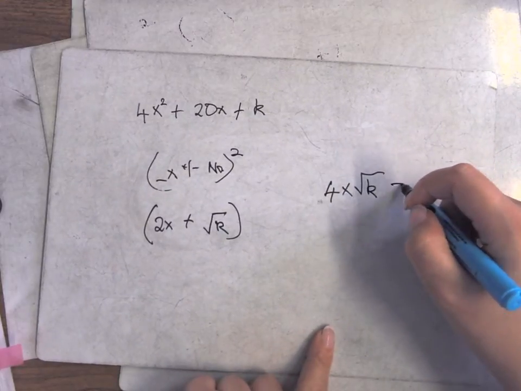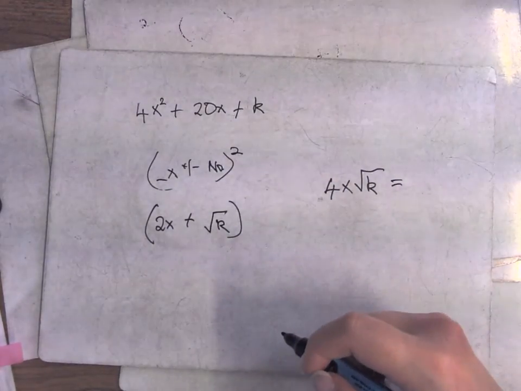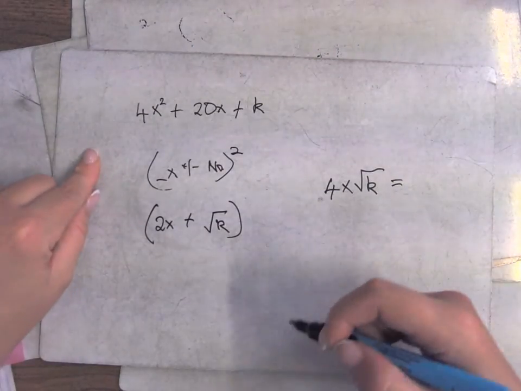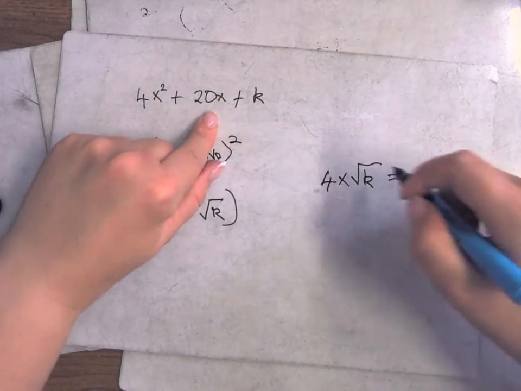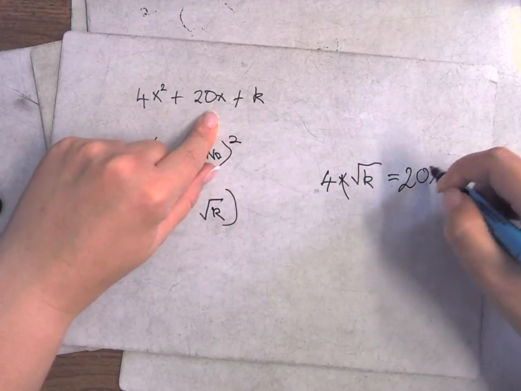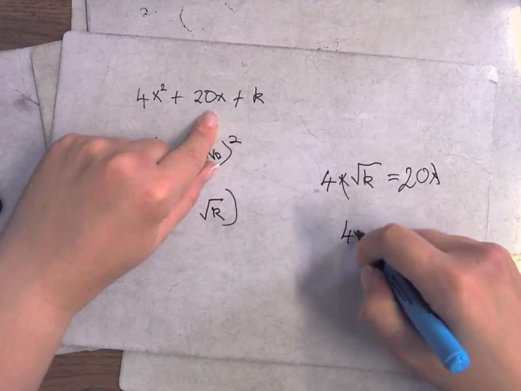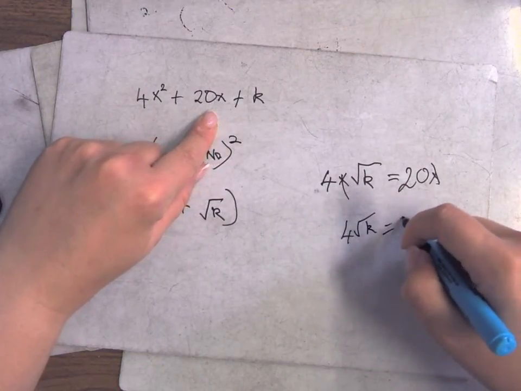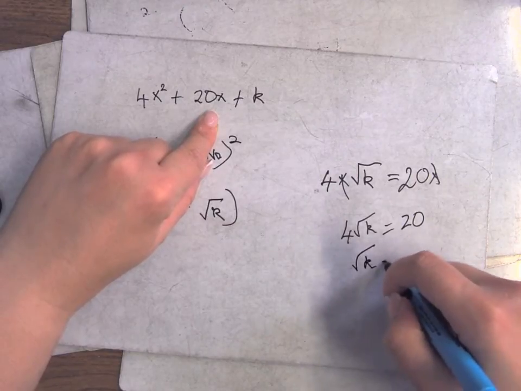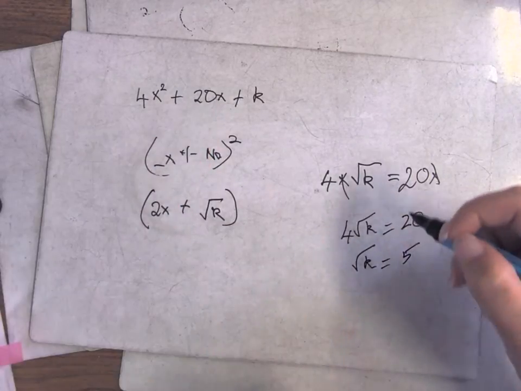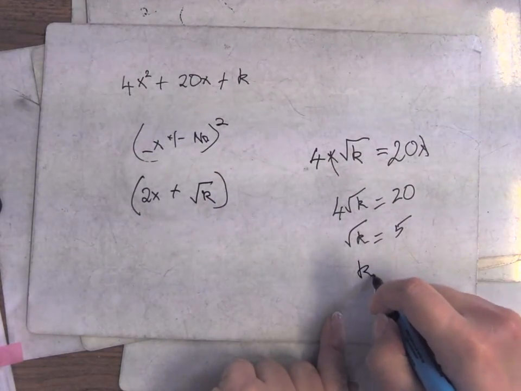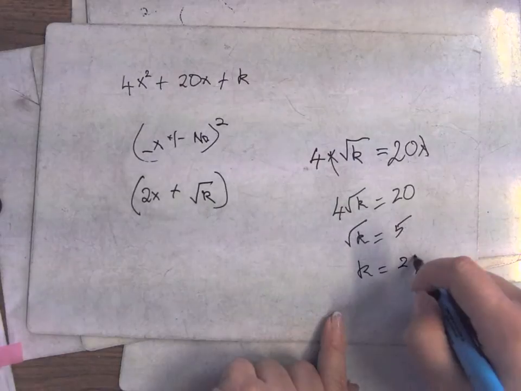When I do twice the first by the second, what do I get? The middle term, don't I? Which is 20x. Knock off the x's. So I get 4 root k equals 20. So that means the square root of k equals 5. So what's k equal to? Square both sides, 25, isn't it?